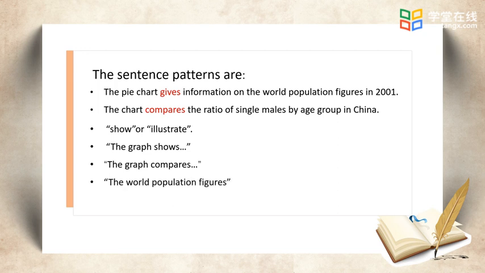The world population figures and the ratio of single males by age group are the contents of the graphs. Finally, you may find in 2001 and in China, there are time and region, respectively, which are of equal importance in graphic writing. Let's have a look at the following examples.